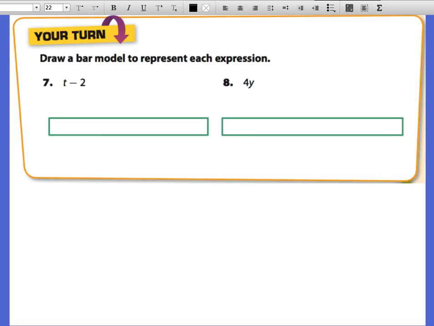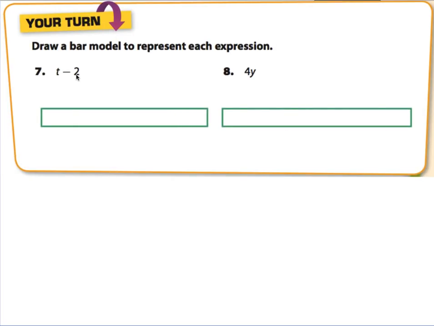So now it's your turn. You're going to go ahead and try to show me how you would do t minus 2 and then 4 times y. Give yourself a good think time, about 5 minutes. If you're struggling after 5 minutes, come on back and take a look at how we did it. Right? Always give it a good try, and if you can't do it, that's fine. I will tell you that for number 8, it's easier to start by drawing the variable and then thinking how, after I draw the variable, how many of those variables do I want? All right? When you come back, we'll check your answer.